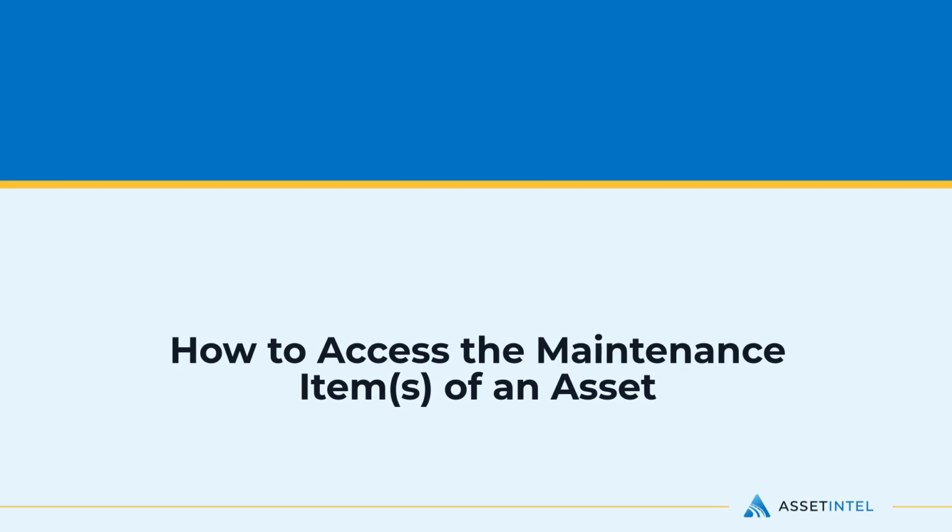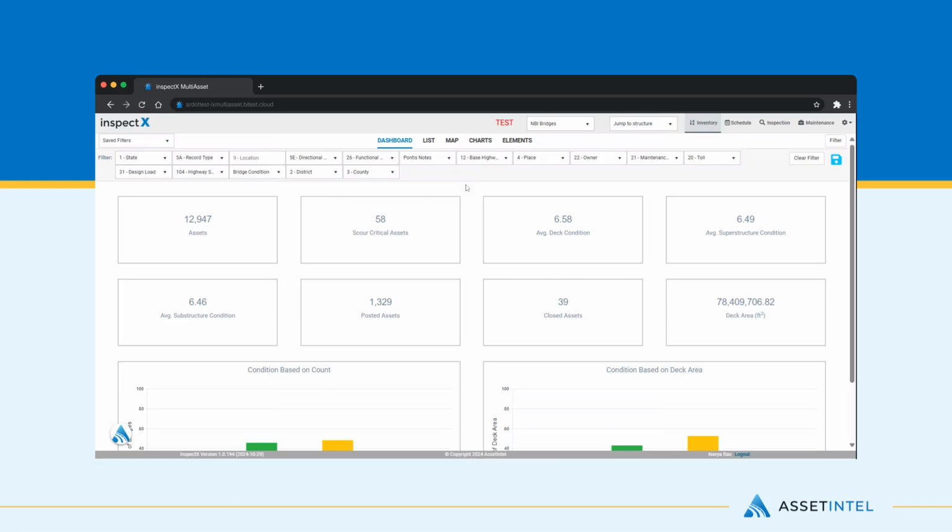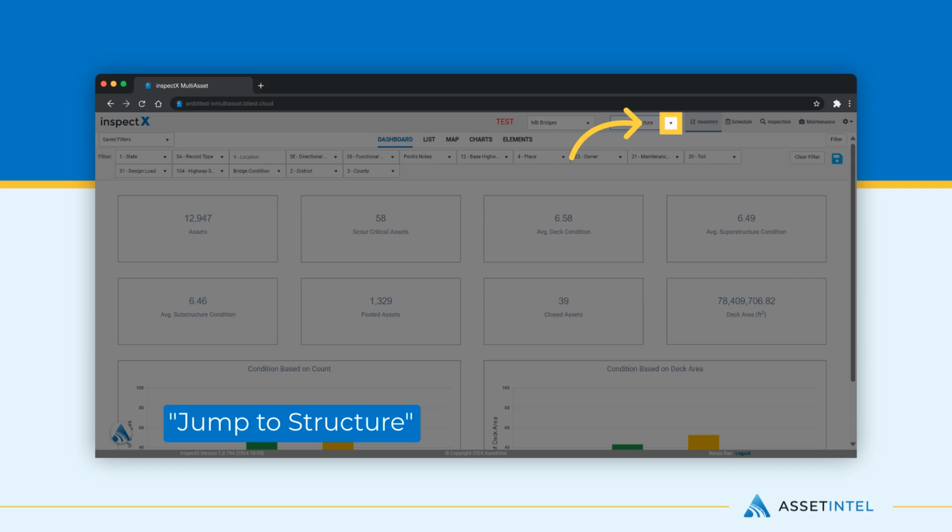Learn how to access the maintenance items of an asset efficiently with the following straightforward instructions. Following these instructions will help you efficiently navigate to the maintenance items of an asset and manage them effectively. There are two ways to access the maintenance items of an asset.